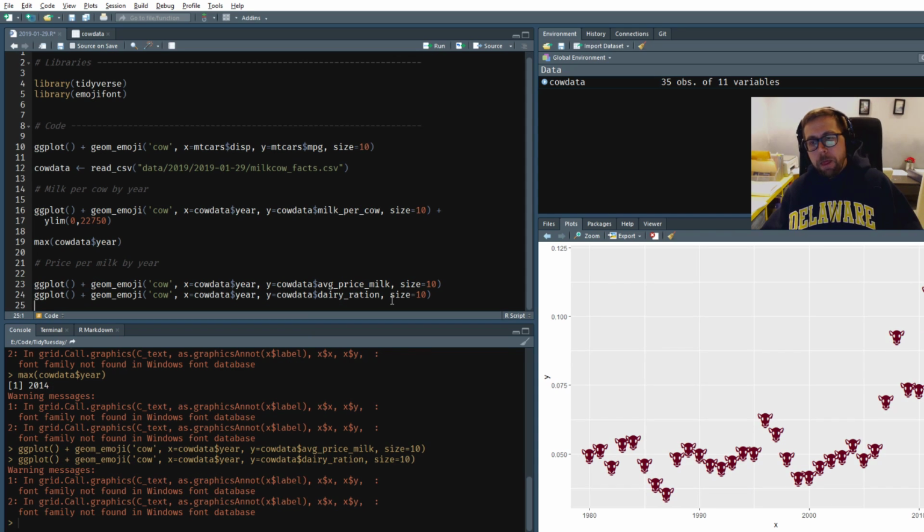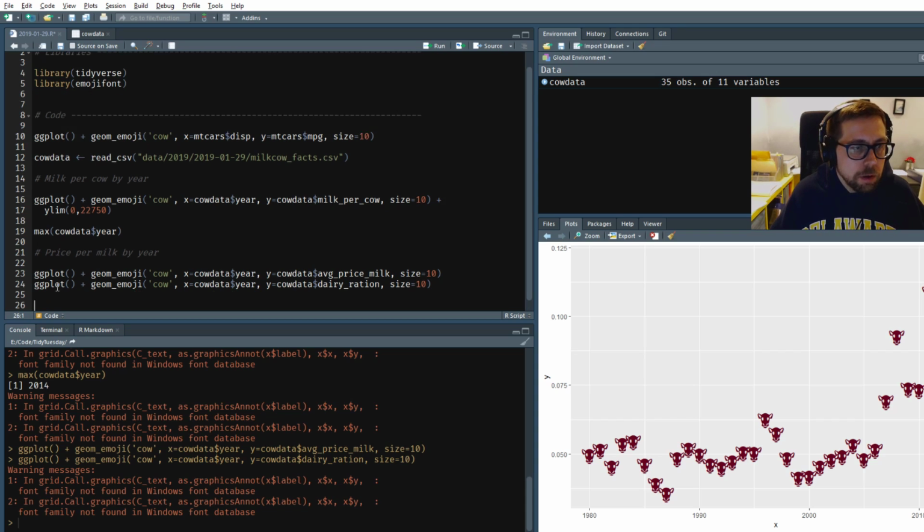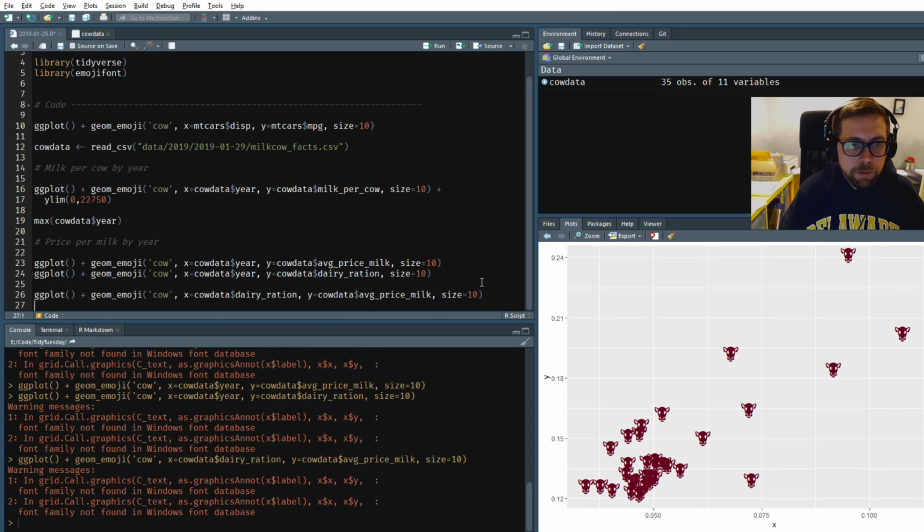And look at that. So it looks like the dairy ration is correlating very strongly with the price of milk. Of course, we can plot them against each other to see. Let's set the X as the ration, and we'll set the Y as the price of milk. We'll sort of assume that the price of milk is the dependent variable. And that's kind of a strange looking plot. There's a lot of data clustered down here at the bottom.